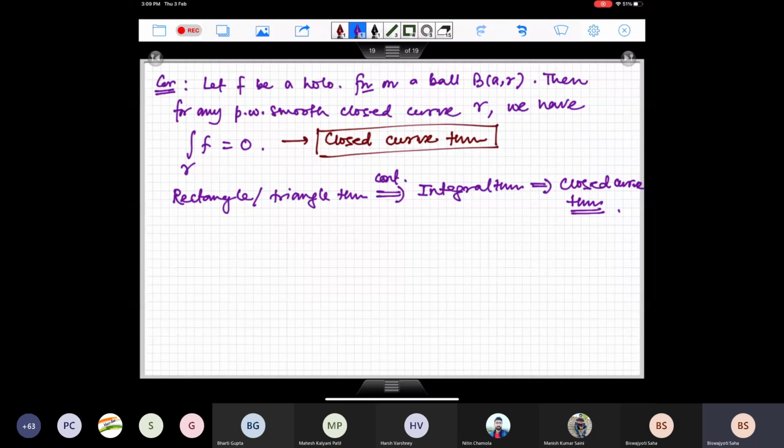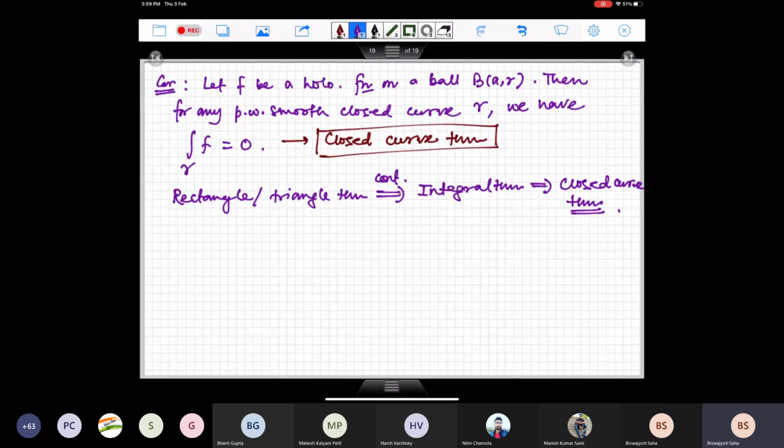So any function which satisfies the rectangle theorem with continuity implies the integral theorem, and therefore I get the closed curve theorem. So if I have just a continuous function which satisfies the rectangle or triangle theorem, for those functions also the integral along any piecewise smooth closed curve is going to be equal to 0. So is this clear to all of you? Yeah. Okay, fine.